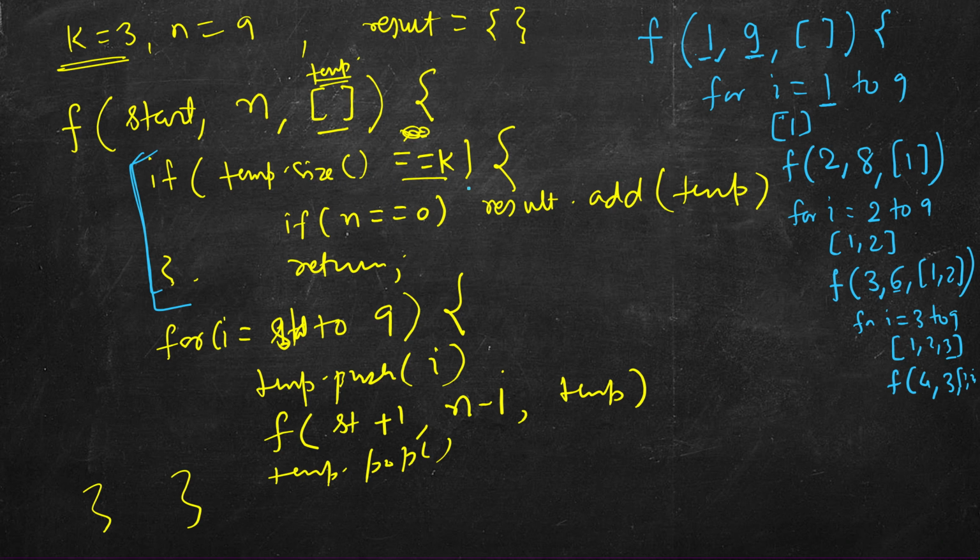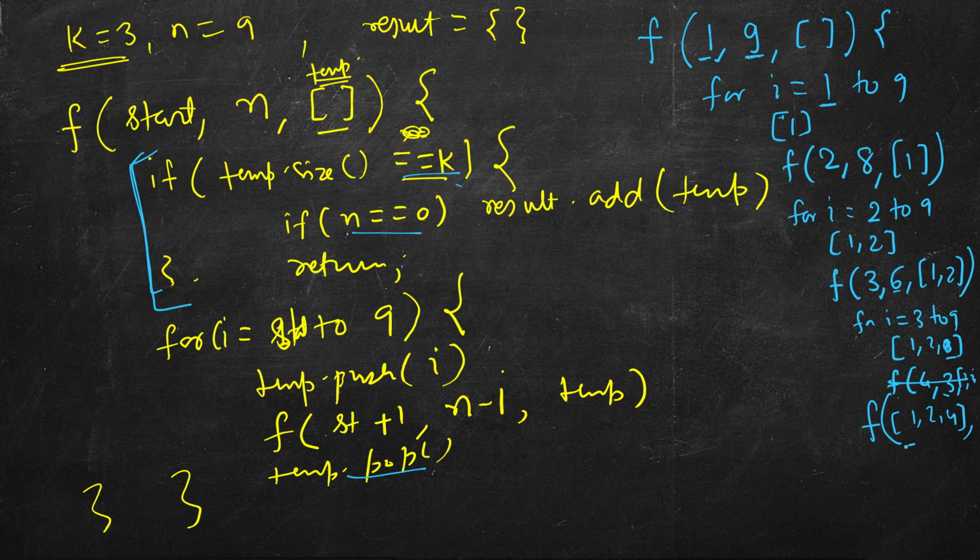So now it will check that its size is k. So it will check whether n is 0 or not. N is not 0, so it will not insert into the solution and simply return. So now this returns back. So this was not valid, 1 2 3. So what we will do, we will pop. So 3 we had inserted, we will pop 3. Now next value of I will be 4. So we will insert 1 2 4 and call this f.